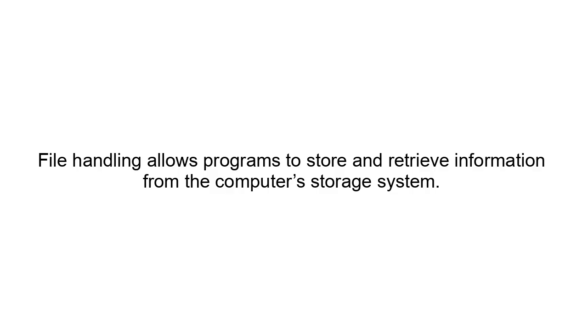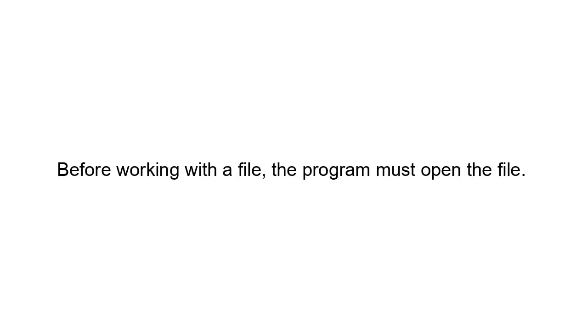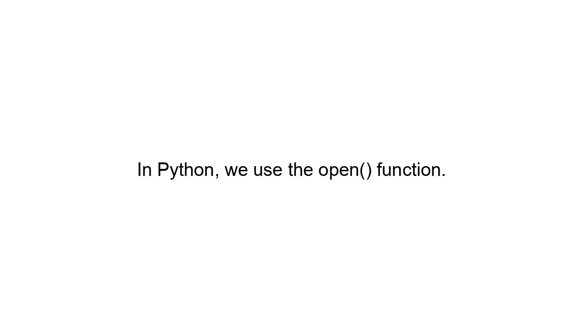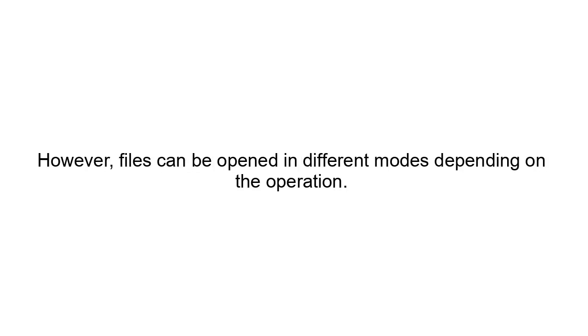Opening a file. Before working with a file, the program must open the file. In Python, we use the open function. Example: file = open("data.txt"). This opens the file named data.txt. However, files can be opened in different modes depending on the operation.